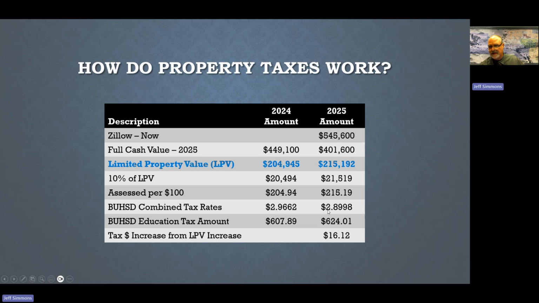It actually went down this year to 290, so it dropped 7 cents. But you'll see the tax amount still went up because the assessed value went up from the county assessor's office. So that went from 608 to 624, a difference of $16. And so the tax rate of the district went down. Had the limited property value stayed consistent here, they would have paid less tax to the district in 2025 versus the year before, because the tax rate went down.